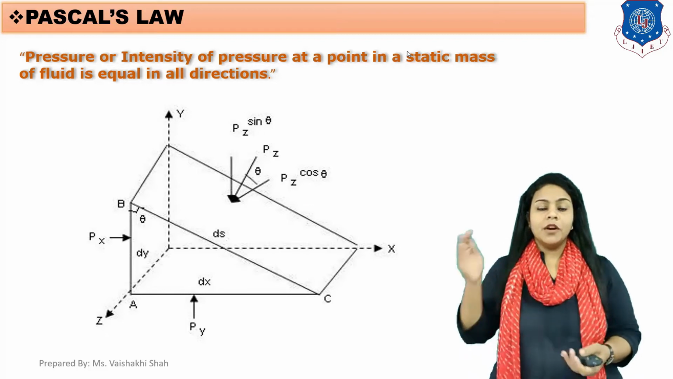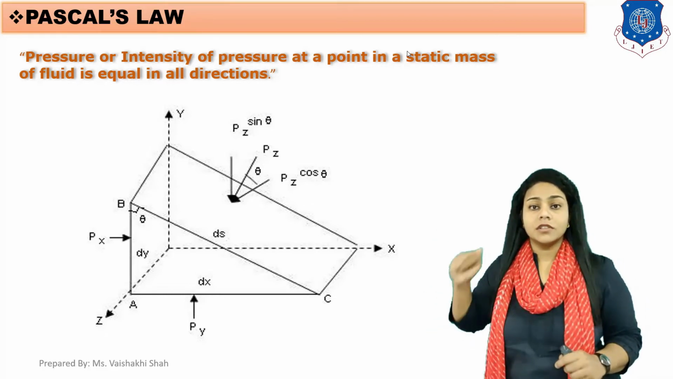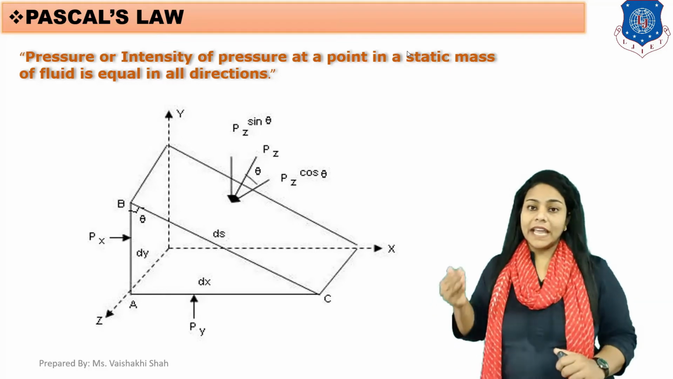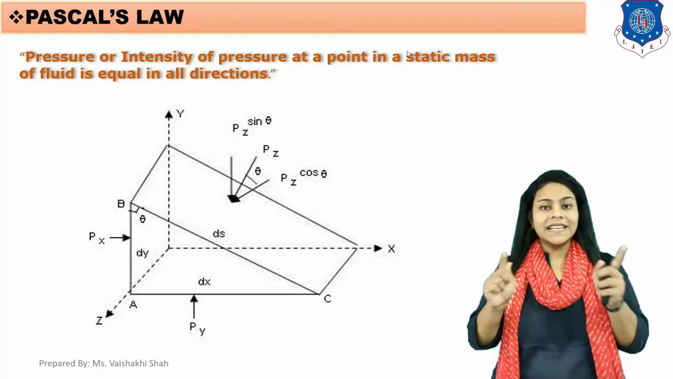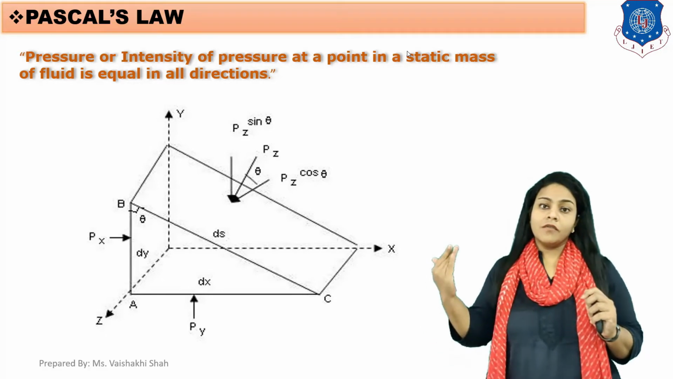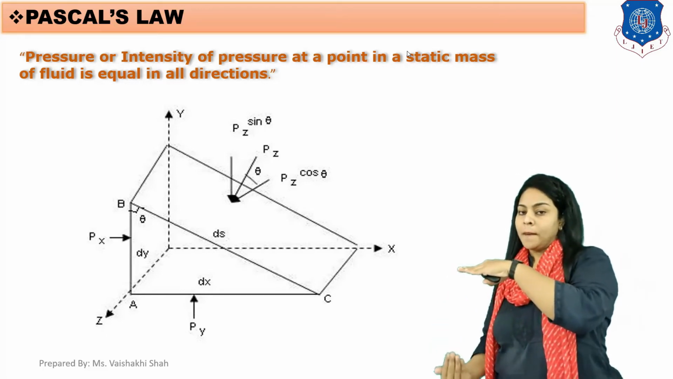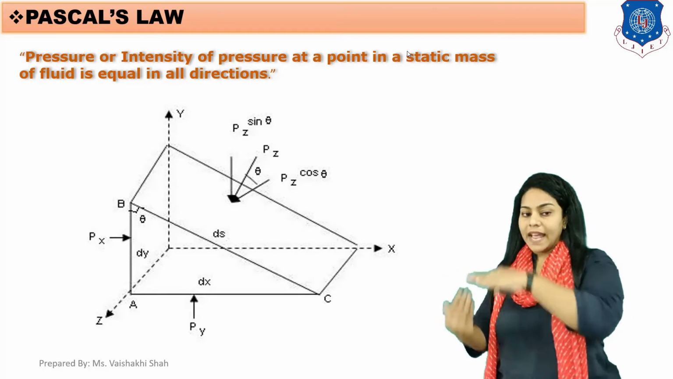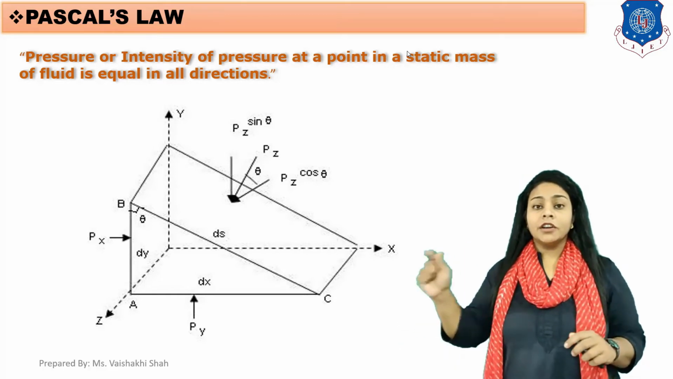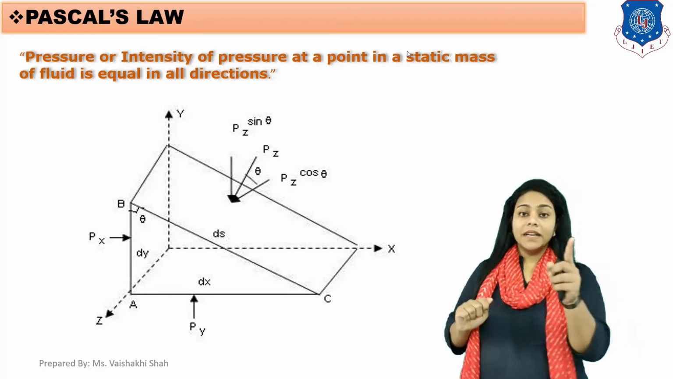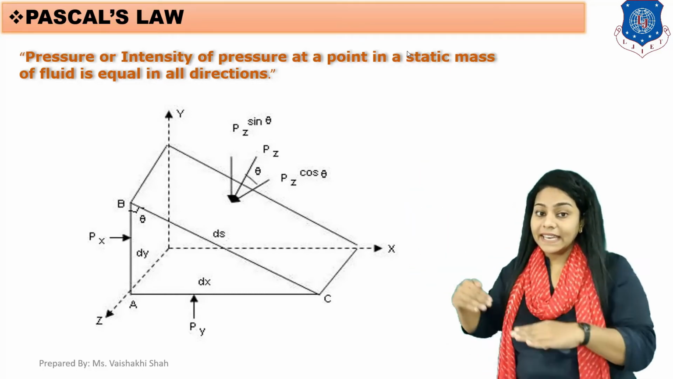Okay, so in this diagram, on surface AB, which is vertical, the pressure force acting is Px. On AC, which is horizontal, the force acting is Py, which is in the upper direction. Px is acting in the horizontal direction, Py is acting in the vertical direction. And on surface BC, which is inclined, the force acting is Pz, but here Px is horizontal and Py is vertical. Pz is acting inclined here.